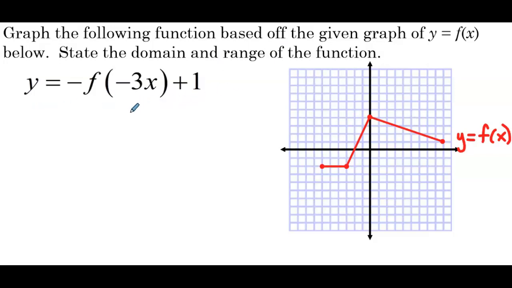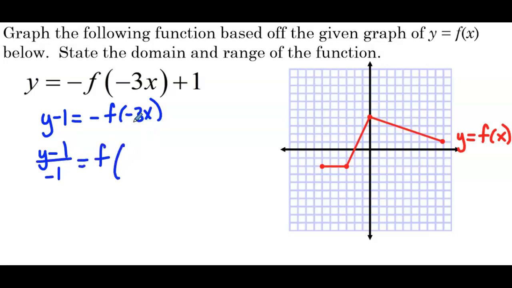So first thing, let's rewrite it in the form we like to identify the scaling and the translations in. So we'll start by subtracting 1 from both sides. Negative f of negative 3x. We can divide the negative 1 in front of the parent function. So y minus 1 divided by negative 1, f of, we can rewrite negative 3x as x divided by negative 1/3. Okay, so our scale factor is negative 1/3, negative 1. And our translation is 0, 1. So we have a horizontal compression by a factor of 1/3, reflection over the y, reflection over the x, and we're going to move each point up 1.